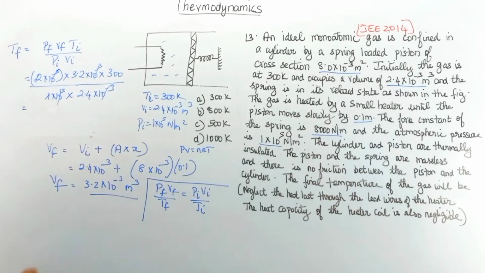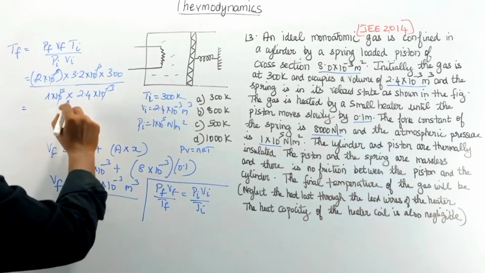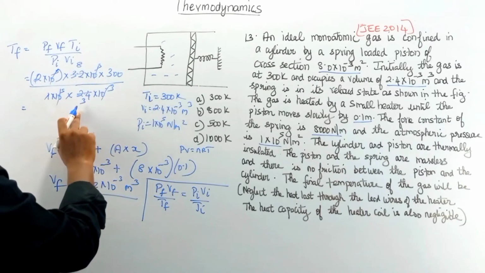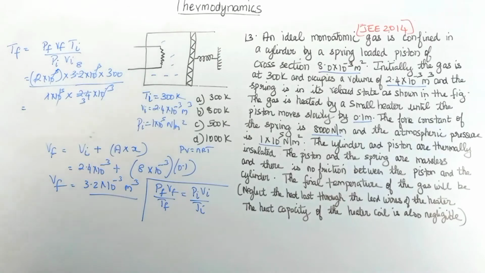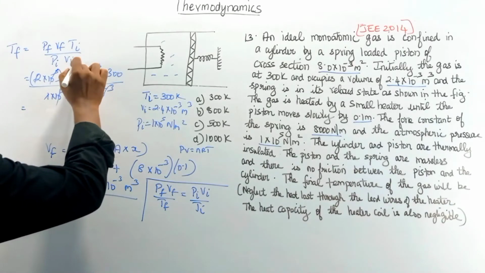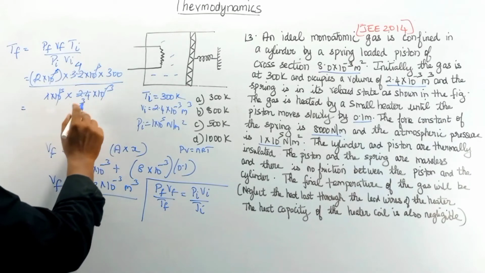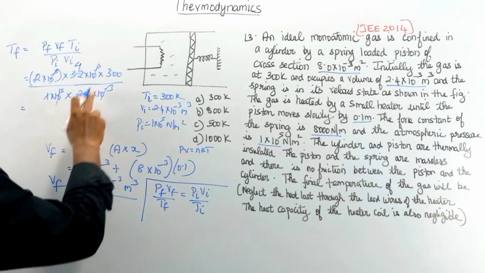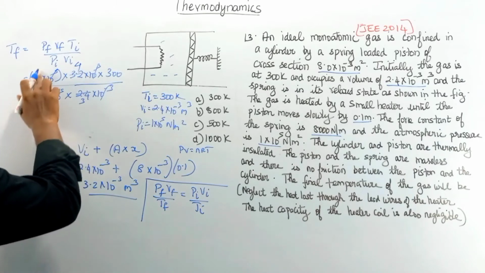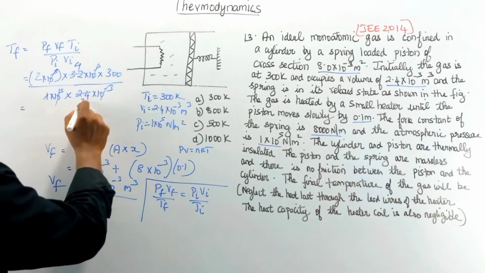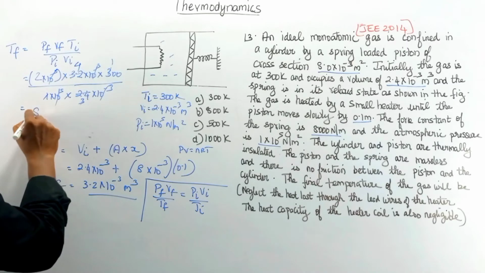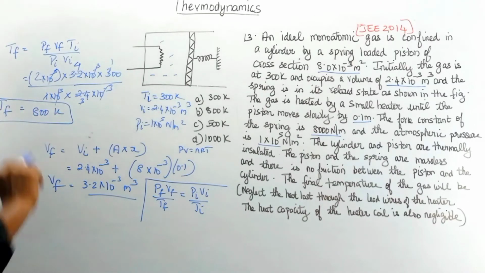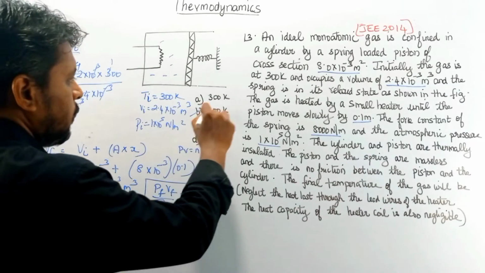So 10 power minus 3 and 10 power minus 3 get cancelled. So from 4 it is 8, and from 8 it is 4, it is 3. Okay, so 3, sorry, here 2 is remaining. Okay, so 3 and this is 100, so here we're getting 800 Kelvin. So the final value we're getting is 800 Kelvin. So option B is the right answer.